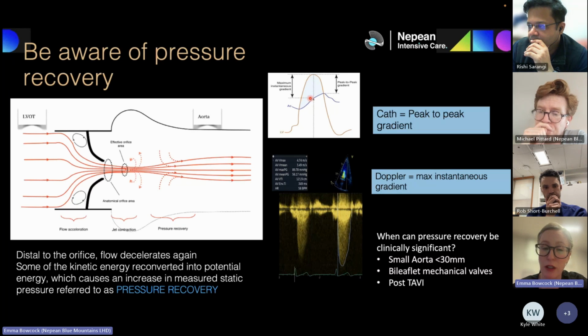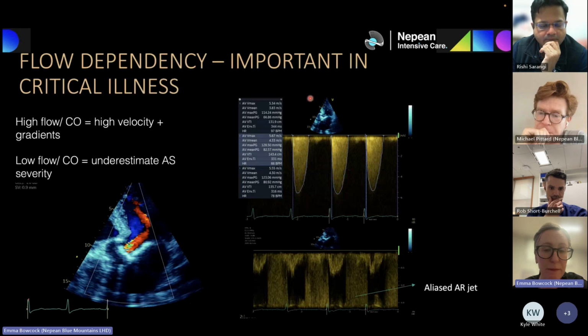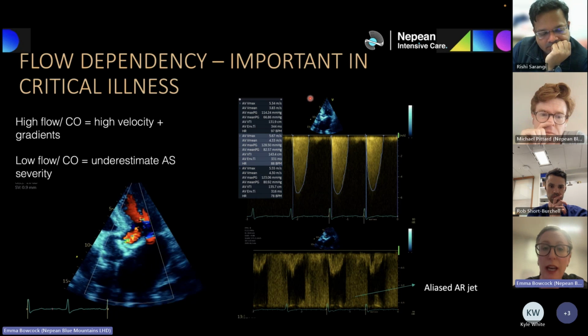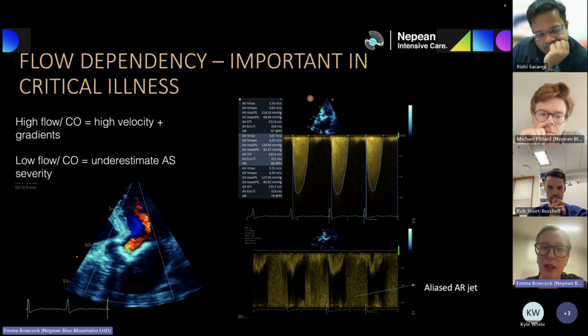I must admit, I've never needed to do anything clinically for pressure recovery, but it is important to be aware of, and it does come up in exams sometimes as well. So just for you to be a bit aware of that. This is why, to me, I'm really hesitant to grade someone's aortic stenosis when they're critically ill.